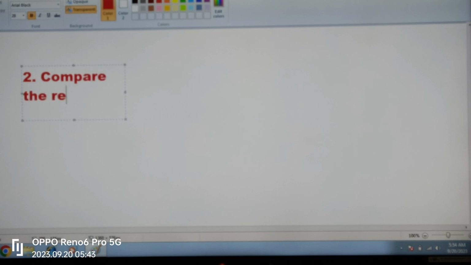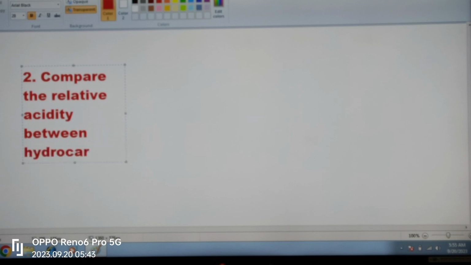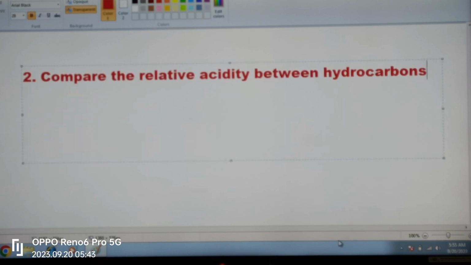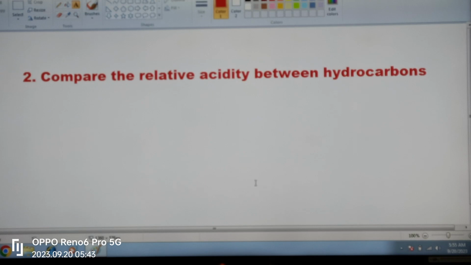Compare the relative acidity between the hydrocarbons. All of you know the hydrocarbons means alkane, alkene and alkynes. One is saturated and the other two are unsaturated. So I am taking three examples.